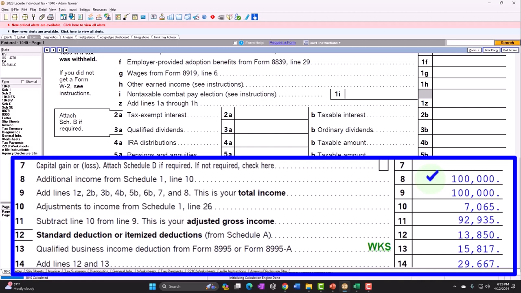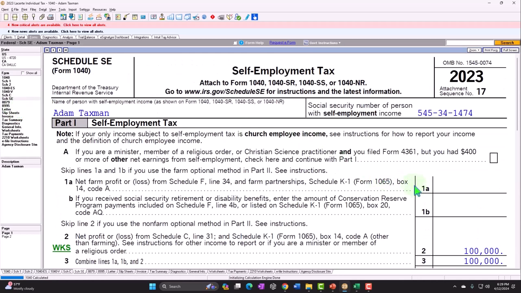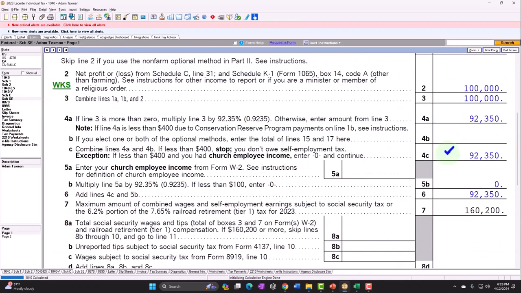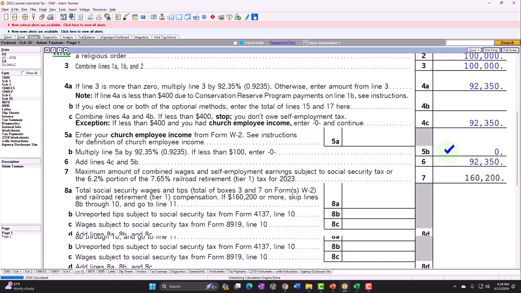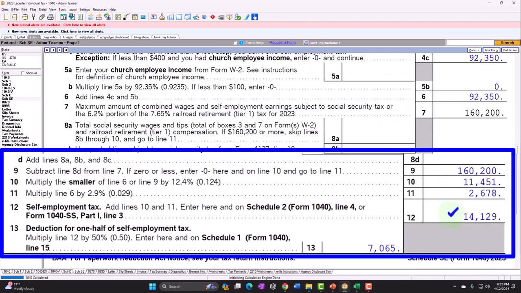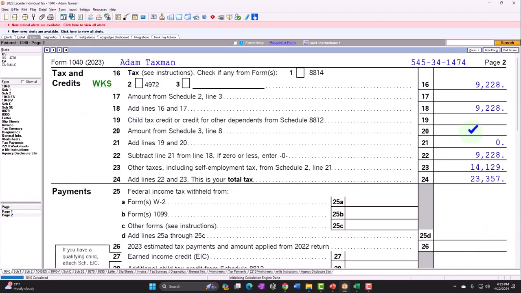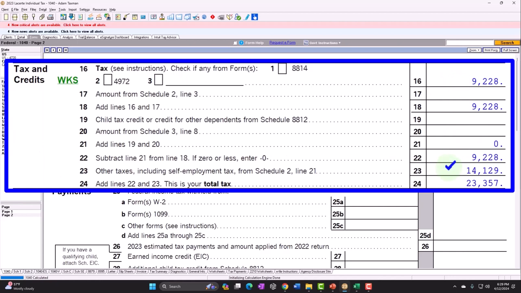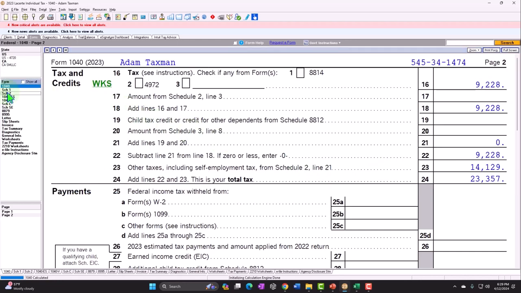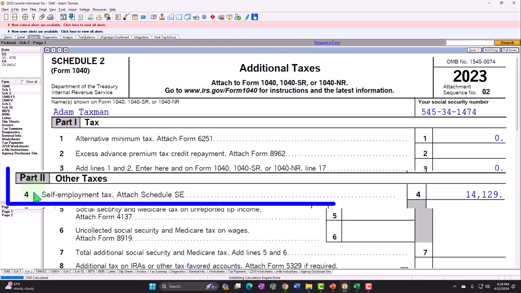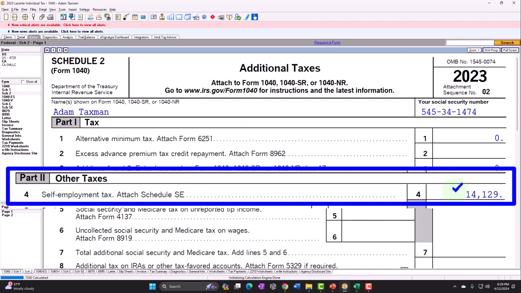We also note that we're going to have to deal with self-employment taxes with our Schedule C. So that's on the Schedule SE, where we take the bottom line and then apply the Social Security and Medicare, basically employee and employer portion to it, getting to the tax of 14229. So if I go to my Form 1040 page number 2, we now have the federal income tax plus the other tax, which is going to be the self-employment tax coming from Schedule 2. So that came from this schedule, additional taxes, part number 2, self-employment tax. There's the 14129 that's coming from the Schedule SE.